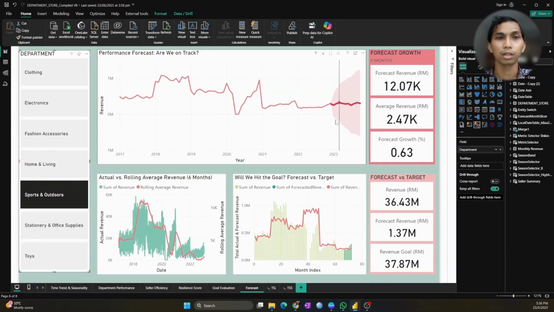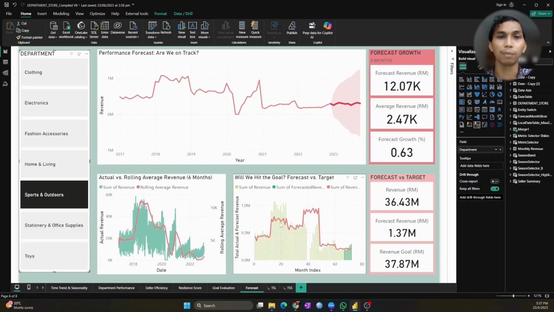At the top, the performance forecast chart shows historical revenue trends with a forecast projection for the next 6 months. As you can see, the trend is fairly flat with minimal forecasted growth. Below that, the actual versus rolling average revenue chart smooths out month-to-month spikes. The department shows strong seasonal revenue before 2020, but performance has clearly flattened in recent years.